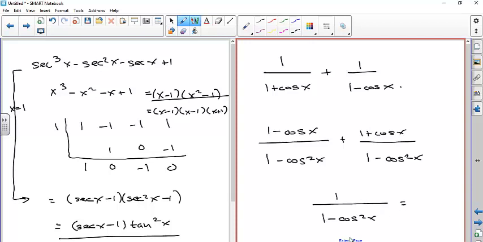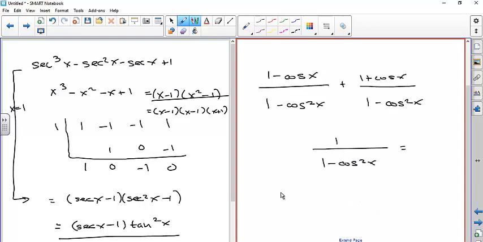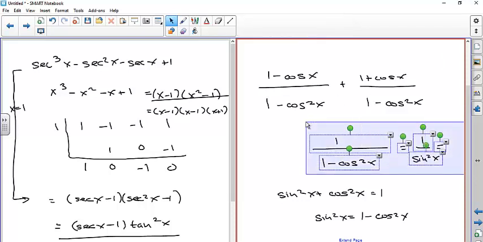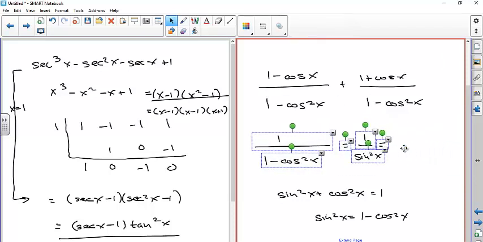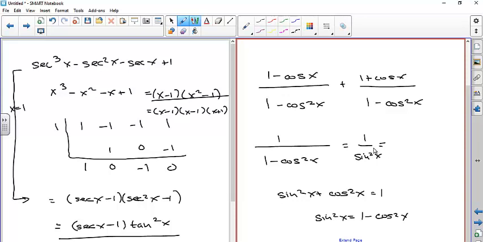And you think, oh, maybe I'm done. But remember the Pythagorean identity involving the cosine and the sine is this. So the sine squared of x is equal to 1 minus cosine squared of x. So I can replace that with 1 over the sine squared of x, which is, using the reciprocal identity, 1 over the sine is the cosecant, so I get cosecant squared x. So that's my final answer.